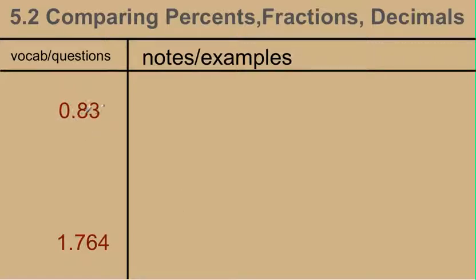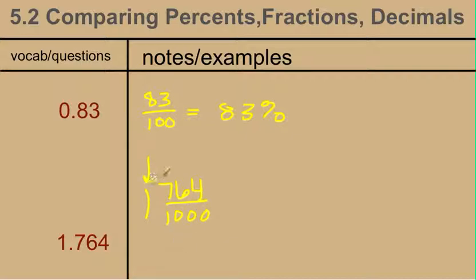So, same thing. How do I take this decimal and turn it into a percent? Well, this would be 83 hundredths. 83 over 100 equals 83%. This one would be 1 and 764 thousandths. Okay, we've suddenly run into a problem here. And the problem is that it's not over 100. So I know that this stands for 100%. That's pretty easy. What am I going to do with this?